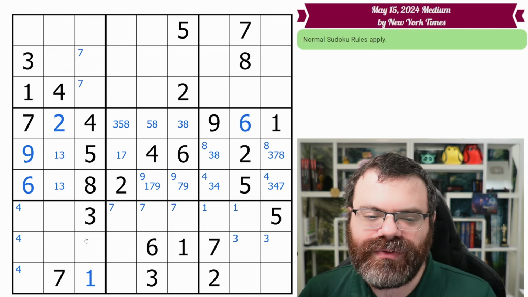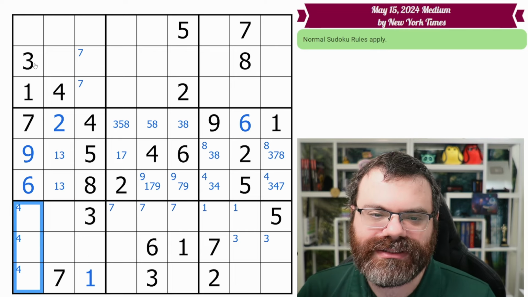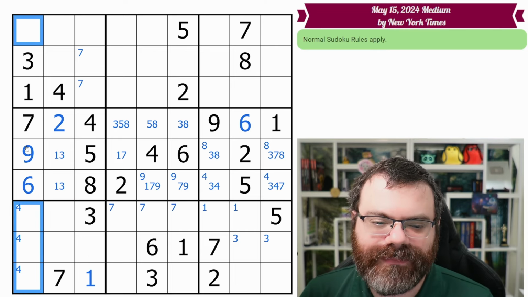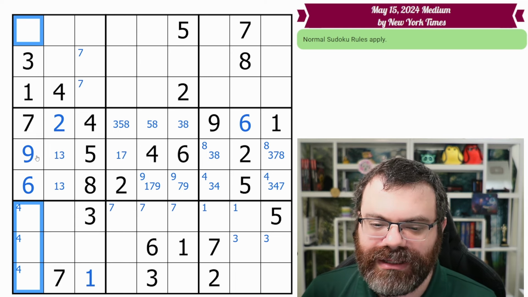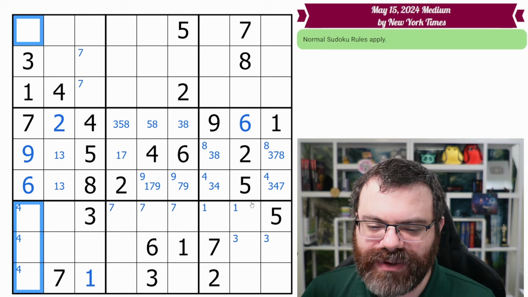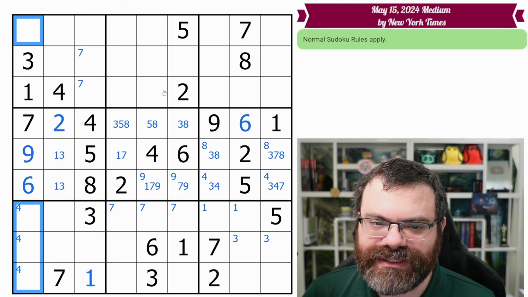There aren't any other ones. Any columns or boxes down to 4 or fewer? Yes, this column's down to 4. So let's think about it. So we need a 2, 4, 5, and 8. So we're looking all around here for 2s, 4s, 5s, and 8s, right?